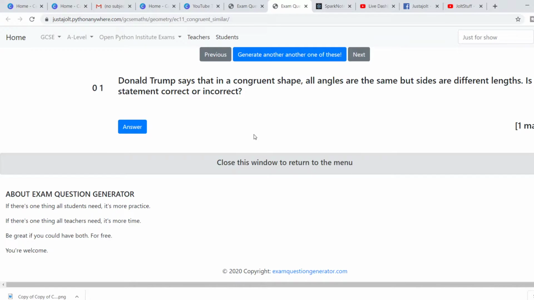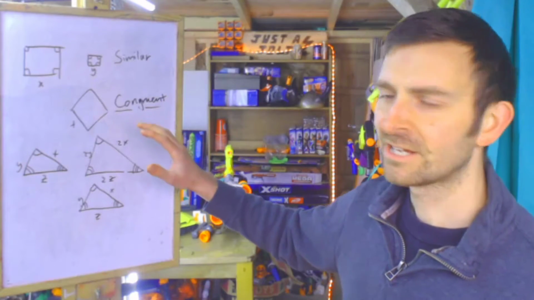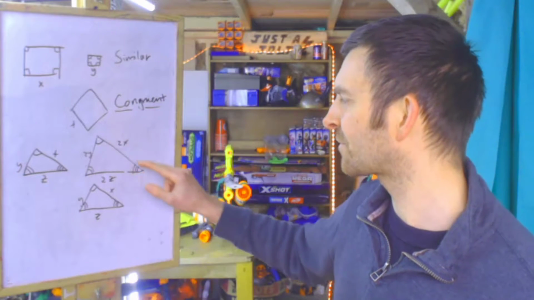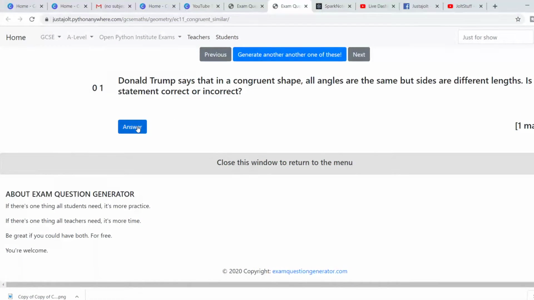Donald Trump says that in a congruent shape, all angles are the same, but sides are different lengths. Is that statement correct or incorrect? Well, if we go back to our example here, we can see that actually in a congruent shape, the sides have to be the same length as well. So congruent, congruent. So that statement is going to be incorrect, I hope.